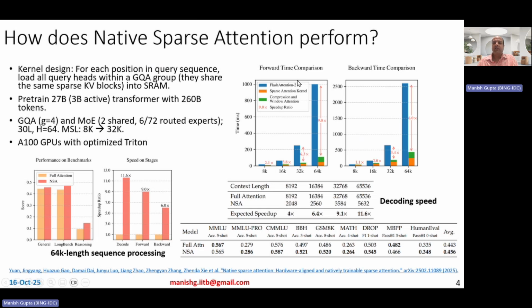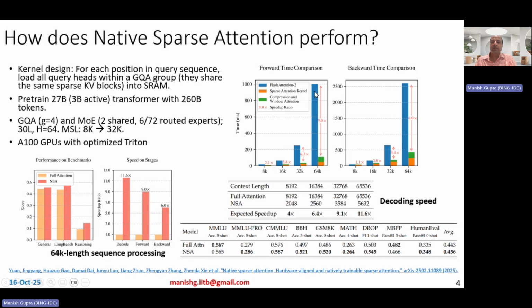A little drill down on this is here, and this speedup is comparative to the FlashAttention 2 method. FlashAttention 2 is obviously way faster compared to standard self attention, but they are actually faster even compared to FlashAttention. Here you observe in this chart the sparse attention kernel, which is this orange one, and you also see this green one, which is compression and window attention computation. Essentially, the entire native sparse attention method is green plus orange.